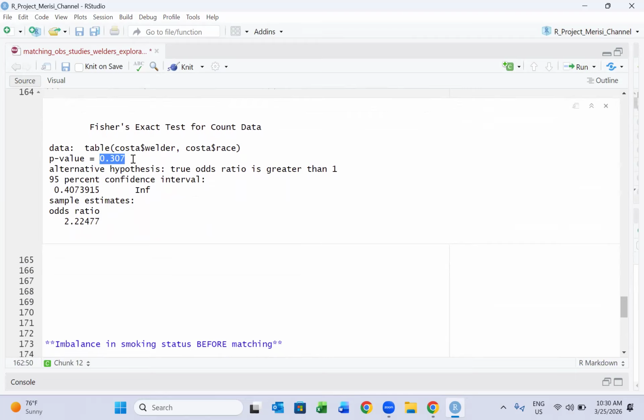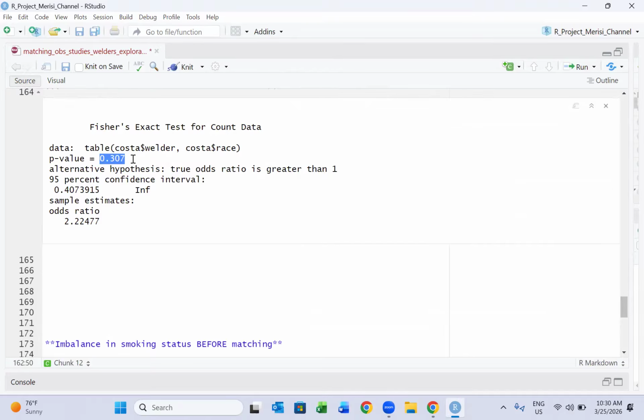We cannot claim that. So in conclusion, the difference in proportions for the two races between welders and non-welders is not statistically significant. The difference observed in the exploratory statistics is not statistically significant. So we did not find a significant imbalance with respect to race.